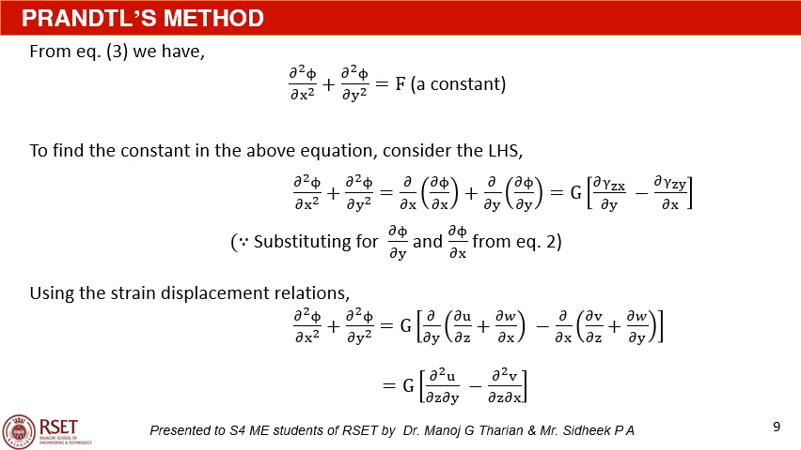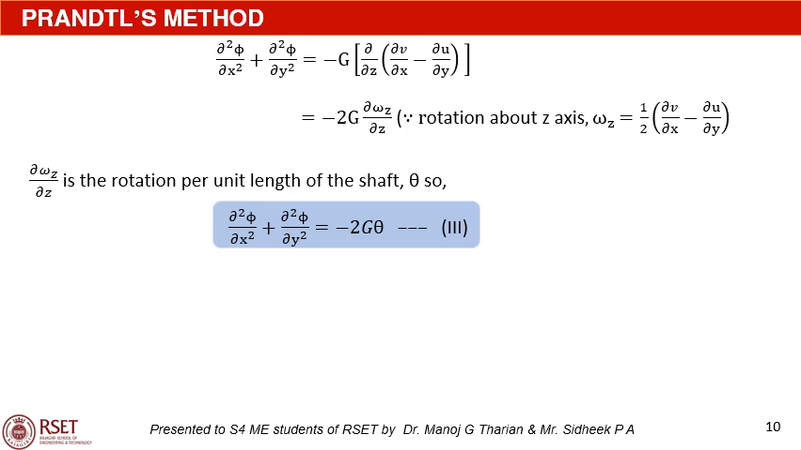Expanding the terms within the square brackets and cancelling out the terms plus ∂²w/∂y∂x and minus ∂²w/∂y∂x, we get ∂²φ/∂x² + ∂²φ/∂y² = G into (∂²u/∂z∂y − ∂²v/∂z∂x). The above equation can be written as ∂²φ/∂x² + ∂²φ/∂y² = −G into ∂/∂z of (∂v/∂x − ∂u/∂y).